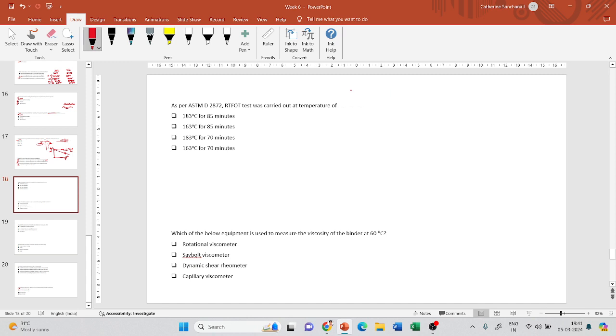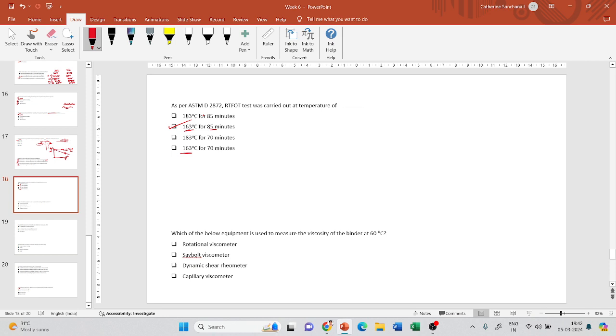a rolling thin film is a short term aging which is used to simulate the aging that happens due to the mixing and compaction in bitumen, or the storage temperature in bitumen, right? So that has to happen. So for that, the temperature has to be close to the mixing and compaction temperature, which is 163 degrees Celsius. Here there are two options with 163 degrees Celsius, and how many minutes is it actually done? It is done for 85 minutes and not 70 minutes. So the answer to this is 85, B.